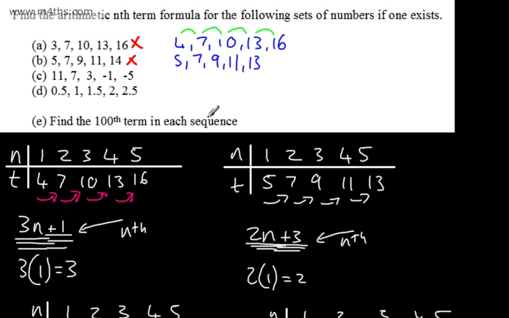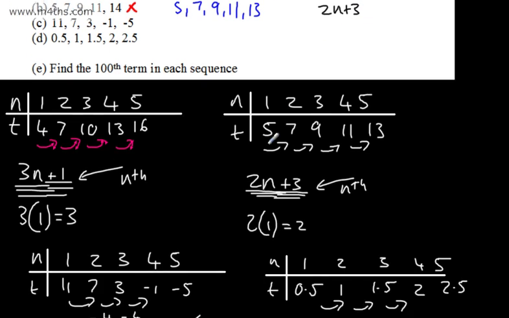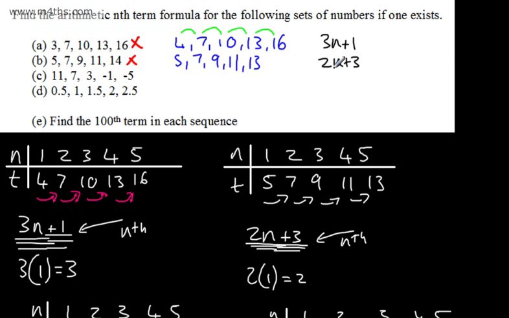In part E, we're asked to find the 100th term in each sequence. So if we just write out the sequences, our first one was 3n plus 1. The second one was 2n plus 3. The third one we had now negative 4n plus 15, or if you like, you could say 15 minus 4n. And then finally, we just had 1/2 n, or if you like, 0.5n.